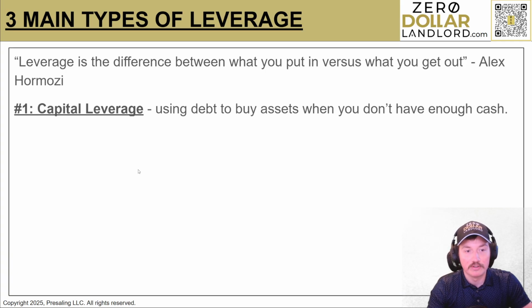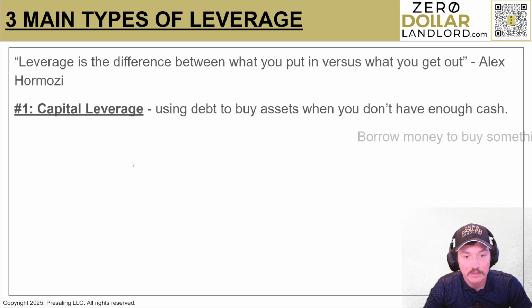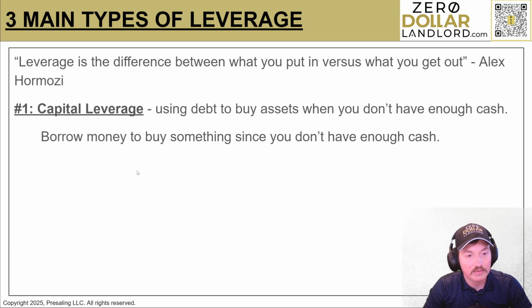So we've got capital leverage as number one. It says using debt. So it's like using money you don't have in order to buy something. So in exchange to get that money, you have to pay interest on that money, for instance. Right? So you're buying stuff when you don't have enough cash, so you use capital leverage. And that's a bank, for instance. Borrow money since you don't have enough.